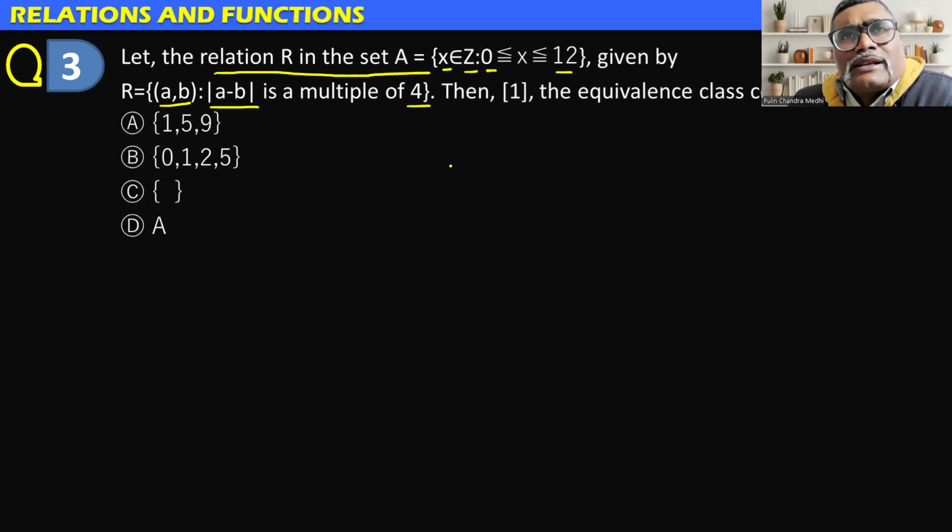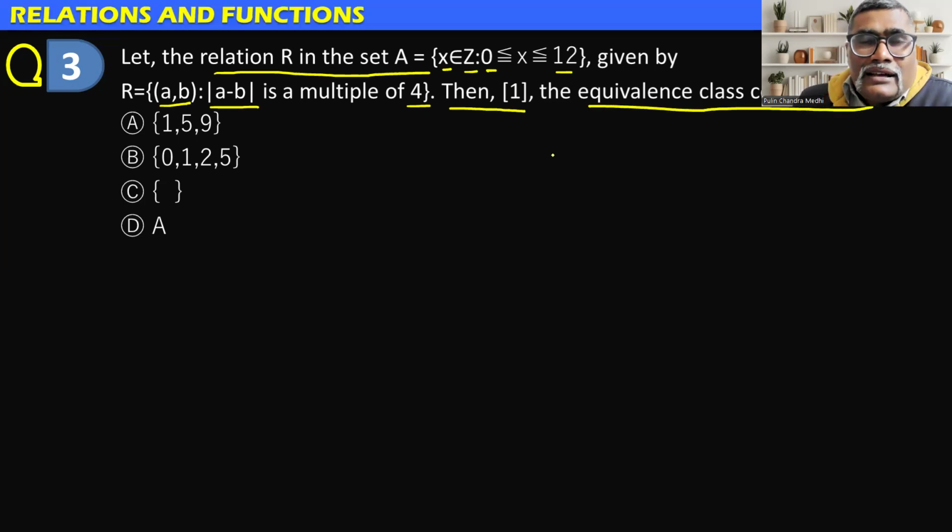Little changes may be occurring here because they are not directly asking whether it is an equivalence relation or not. They are asking these things. And then, what is this box one? Box one means they are talking about the equivalence class containing 1. Now I'm going to tell you what an equivalence class is.